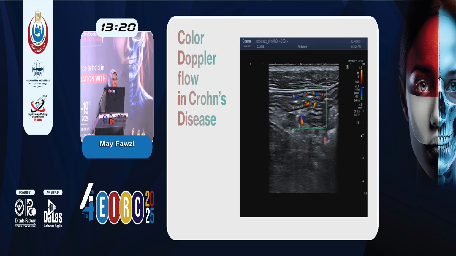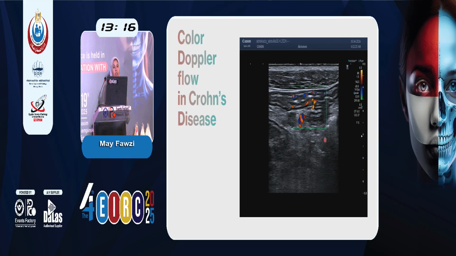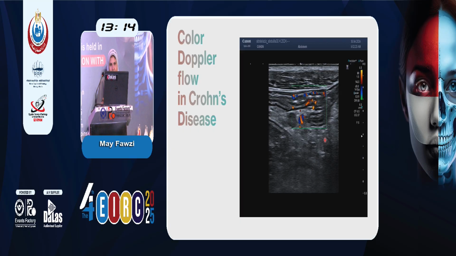So even though the stratification is okay, the thickness is a little increased, and there is a lot of color Doppler flow.